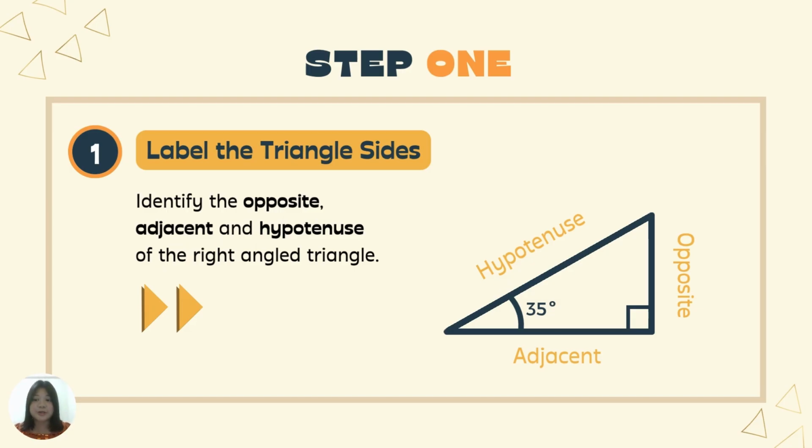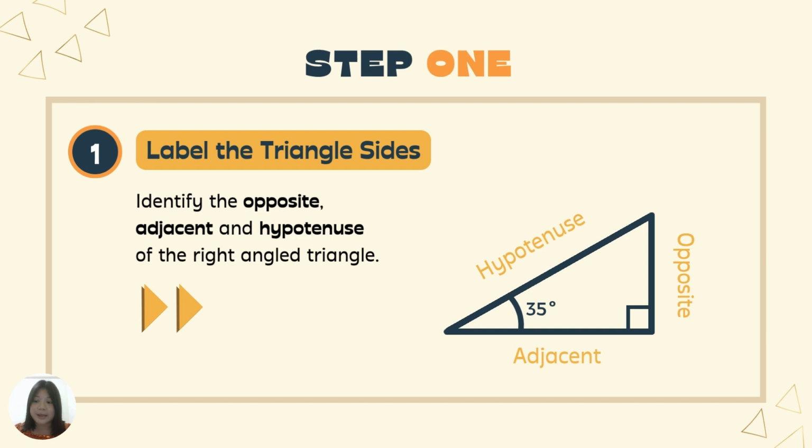We use special words to describe the sides of right triangles. The hypotenuse of a right triangle is always the side opposite the right angle. It is the longest side in a right triangle. The other 2 sides are called the opposite and adjacent sides.